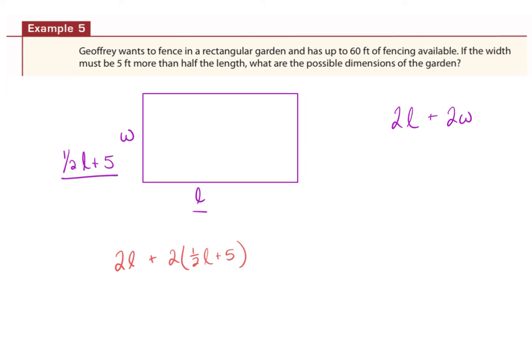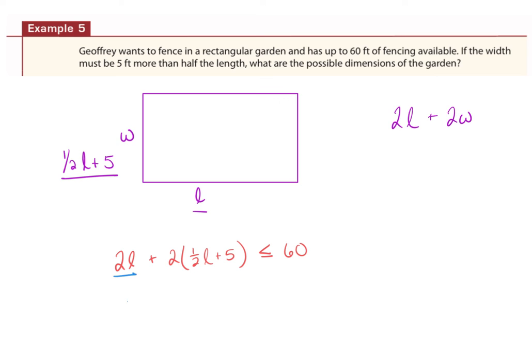It says up to 60 feet. Is that less than or equal to or greater than or equal to? Up to 60 feet. Less than or equal to. He cannot use more than 60 feet. That's all he has. So it has to be less than or equal to 60. So I now have an inequality that I can solve.